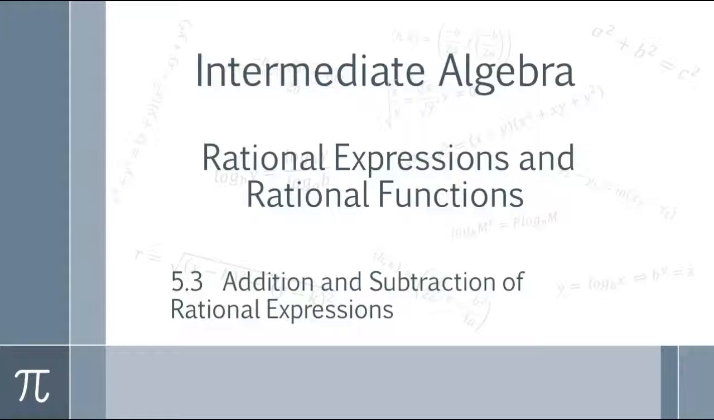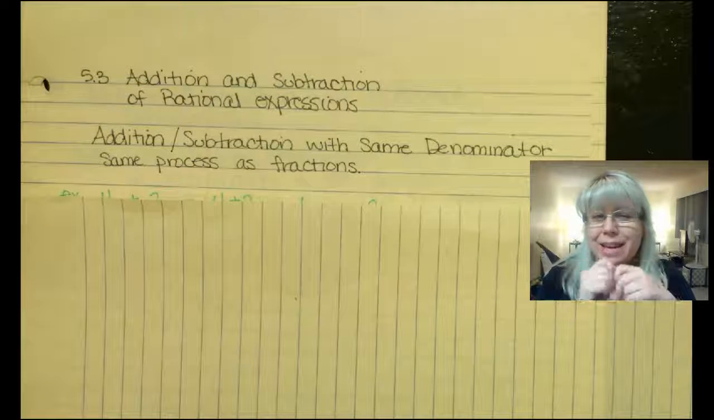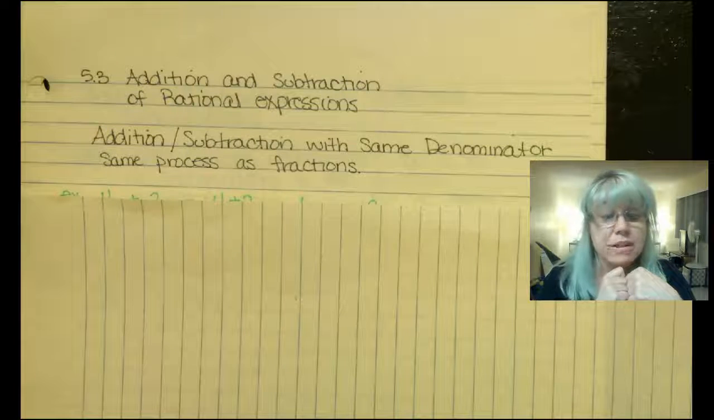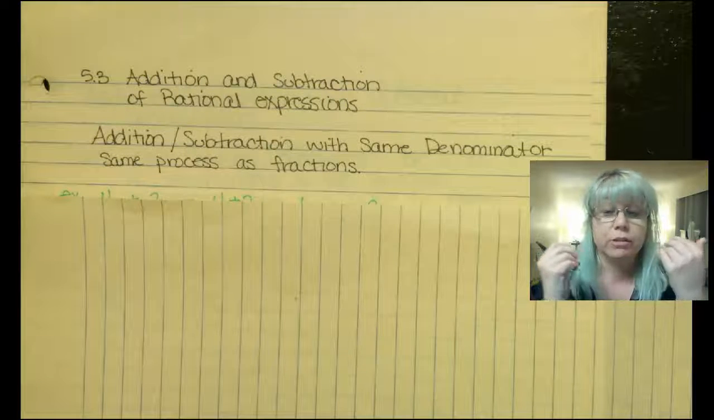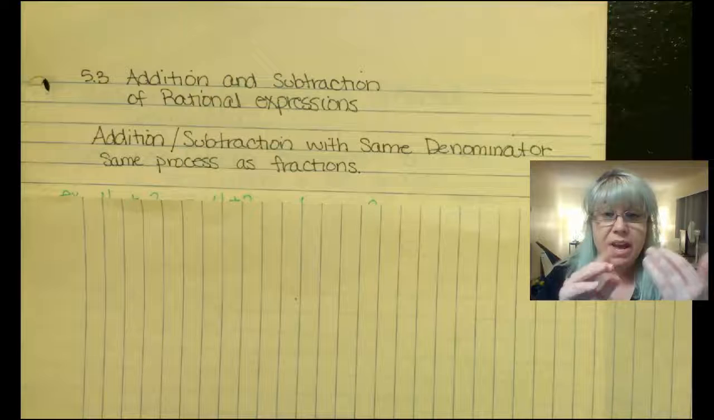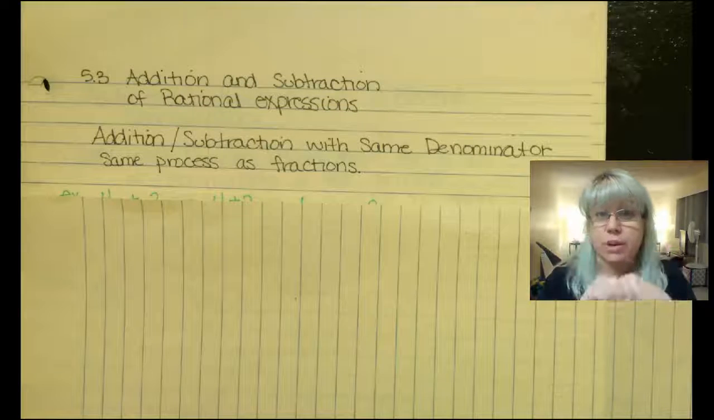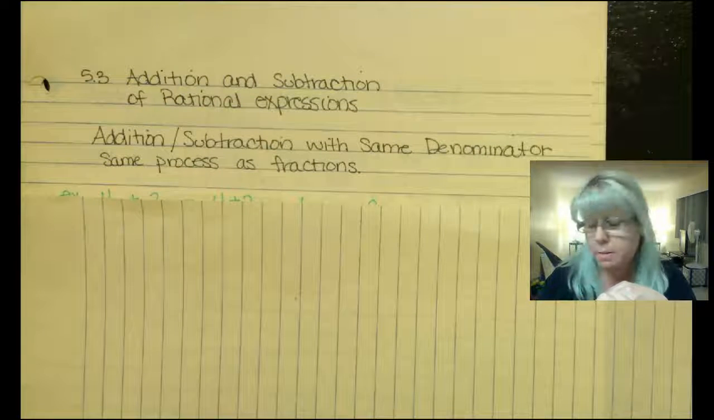5.3, Addition and Subtraction of Rational Expressions. When adding and subtracting rational expressions, we're going to follow the same process as regular fractions. So we have two types. One is they have the same denominator, and the second type is they don't. Okay, they have different denominators.